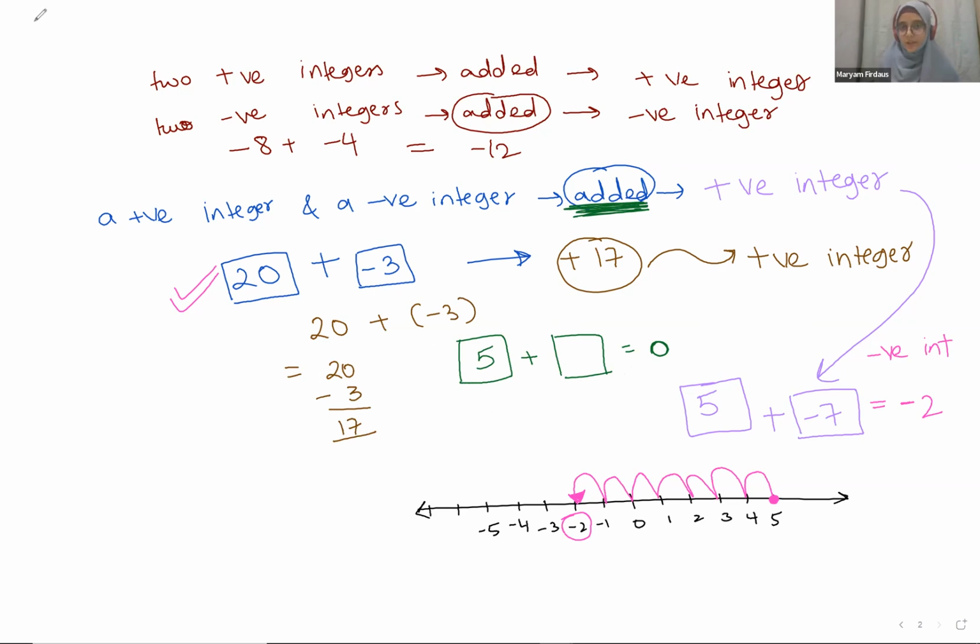Okay, so you said the first integer that you stated was 5, right? So if the first one is 5, what should the second integer be such that the answer is 0? What can you add to 5 such that the answer is 0? Minus 4. Okay, so you say minus 4.